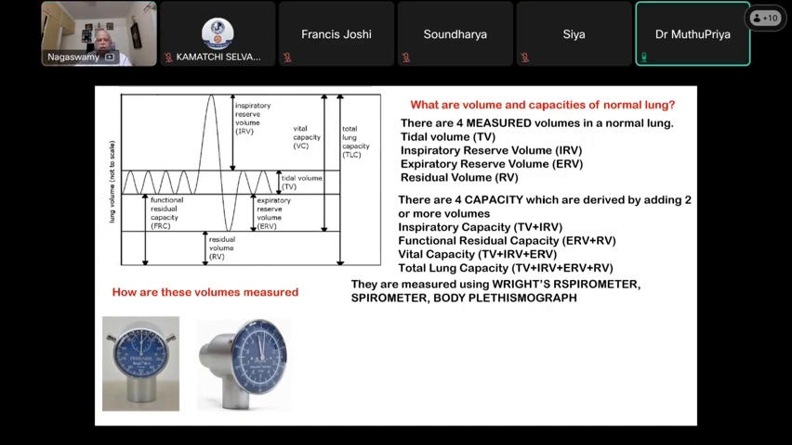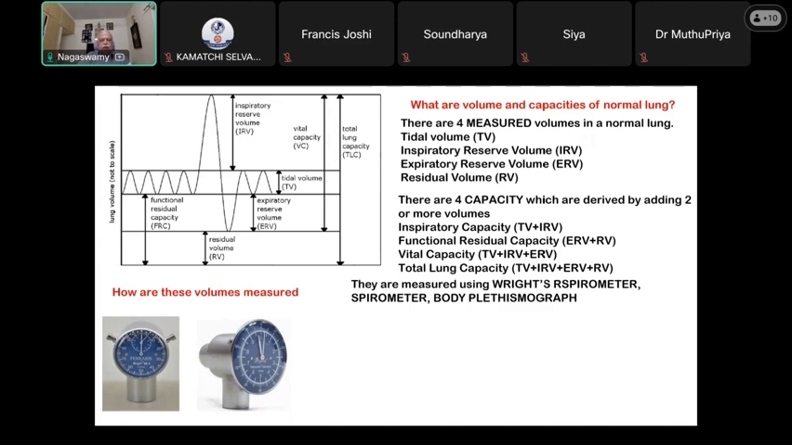Breathing pattern. It's normal, quiet breathing, sir. Normal, quiet breathing. See, you must always develop the habit of telling a definition. Whenever a question like this is asked in the examination, especially if they ask you about the pulmonary function test, this is one of the important values they will ask you. Tidal volume is the amount of air breathed in or breathed out, any one, not a combination of both, during a normal quiet respiration. That is called the tidal volume.